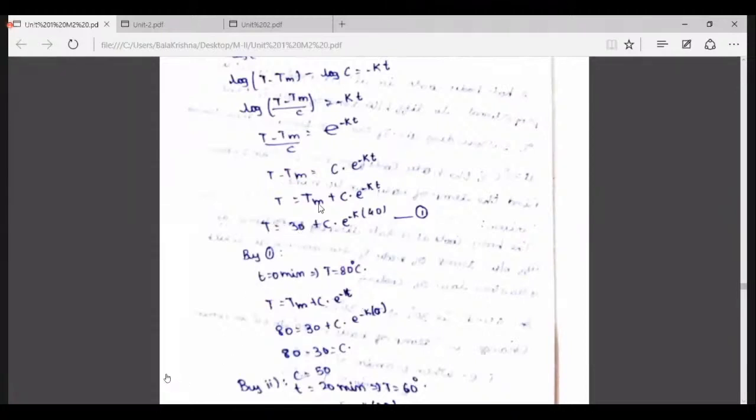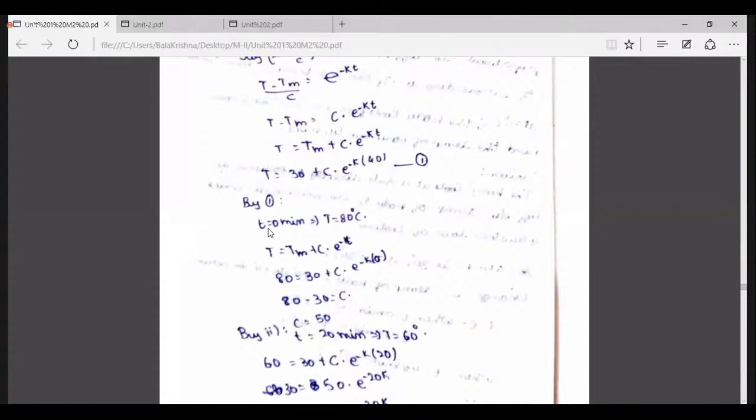So we have that temperature in air is 30 degrees plus C into e power minus k into t. C we don't know, k we don't know, t we are given as 40. So to get this T value, we require this C value and this k value. So first we will find the C value and k value. Very simple. Always you will get this C value from the initial condition. Using that one and the second condition, you will get the k value.